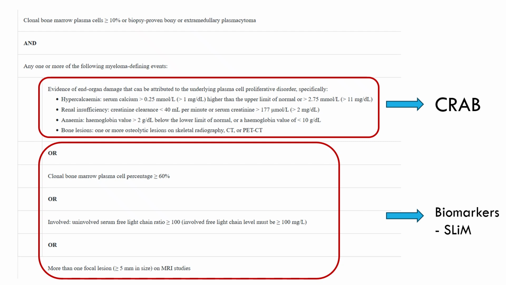So for multiple myeloma, we see clonal bone marrow plasma cells more than or equal to 10%, or biopsy-proven bony or extramedullary plasmacytoma, and one or more of the following myeloma defining events, that is the CRAB criteria as I explained earlier, plus or it can be clonal bone marrow plasma cells more than or equal to 60%, or involved to uninvolved serum free light chain ratio more than or equal to 100, or more than one focal lesion of at least 5 mm in size on MRI study.